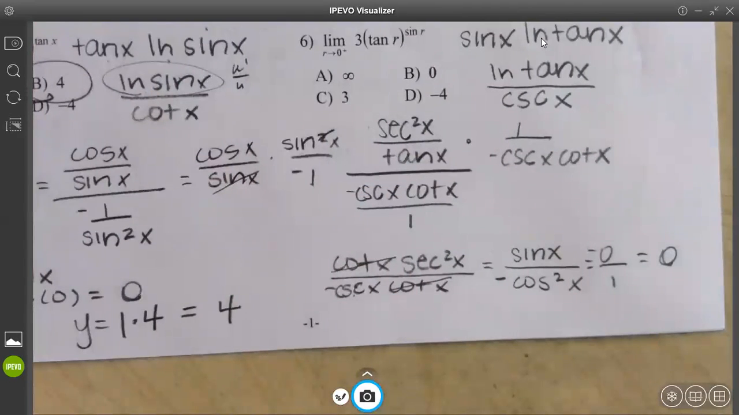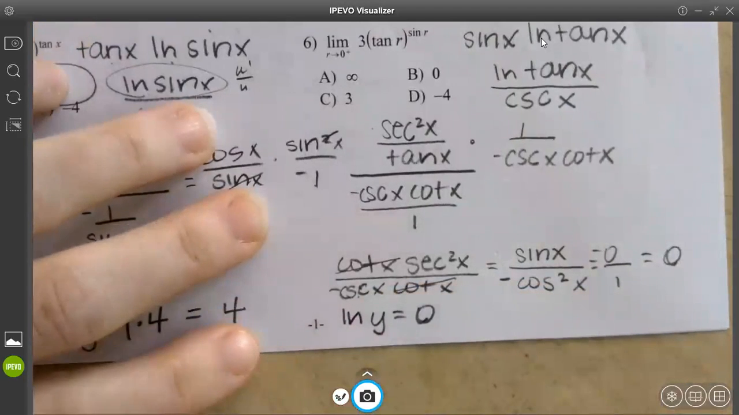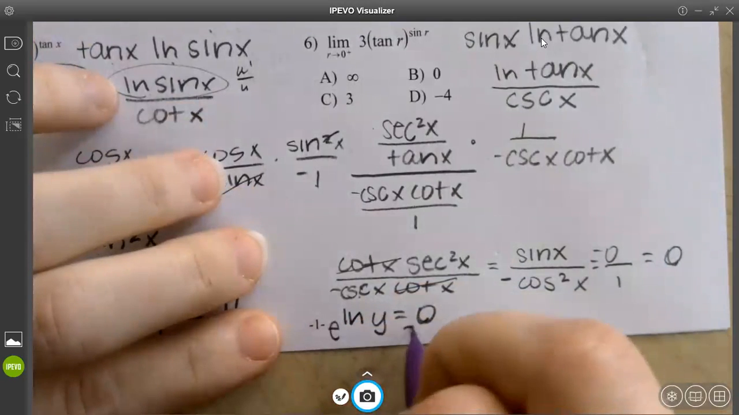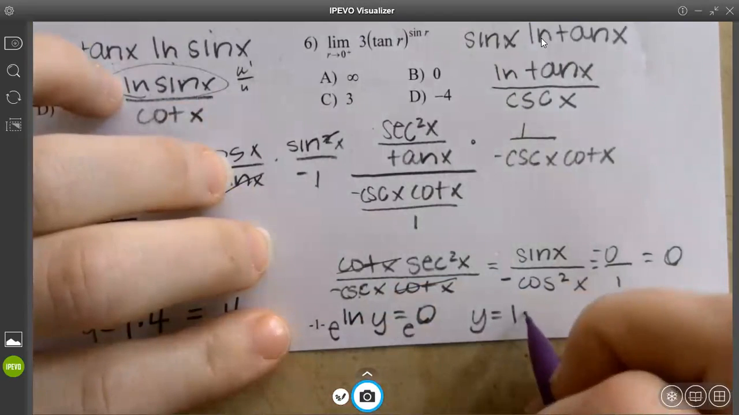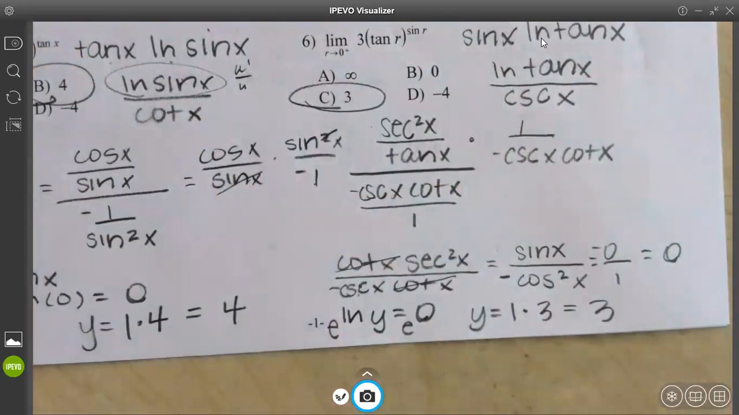Doesn't matter where you put your negative, still going to give you 0. So then I would get there and forget, so I'm getting the wrong answer every time, that I have to do ln y equals 0 because I ln'd in the very beginning. E both sides, and I get y equals 1. And then what do I need to remember? Multiply by the 3 I ignored in the beginning. So your answer is 3.